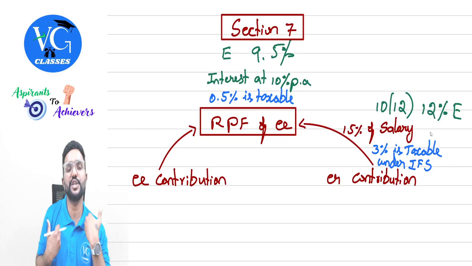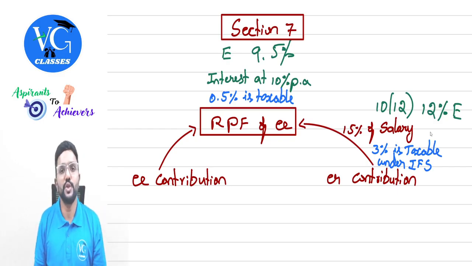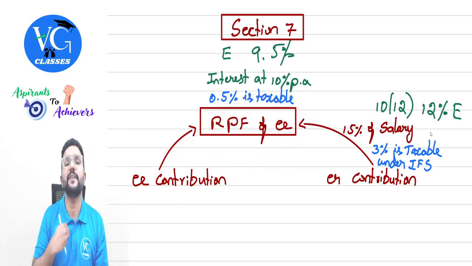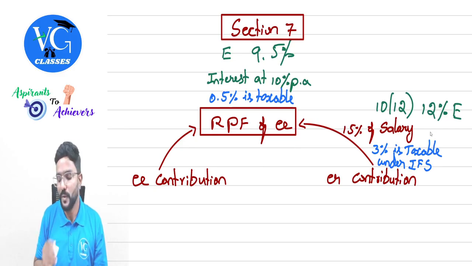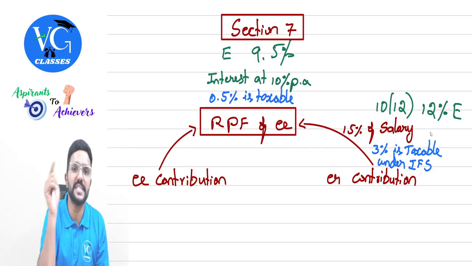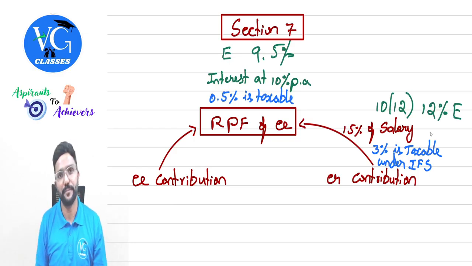So the ultimate beneficiary is the employee. So even though he has not directly received the amount, money has gone to an account which is opened for the benefit of the employee. So the 3% of salary will be taxable as salary income in the hands of the employee in the year in which it is contributed by the employer.